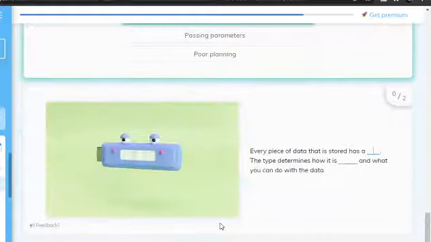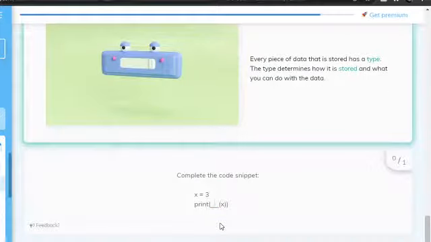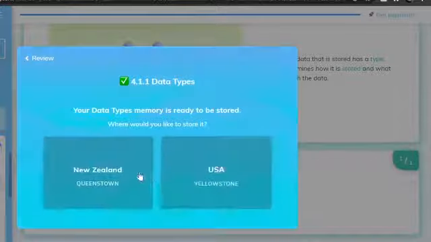So every piece of data that is stored has a type. This determines how it is stored and what you can do with it. Some examples. Complete this code snippet. x equals 3. Print str, and that stands for string. So print the string 3.